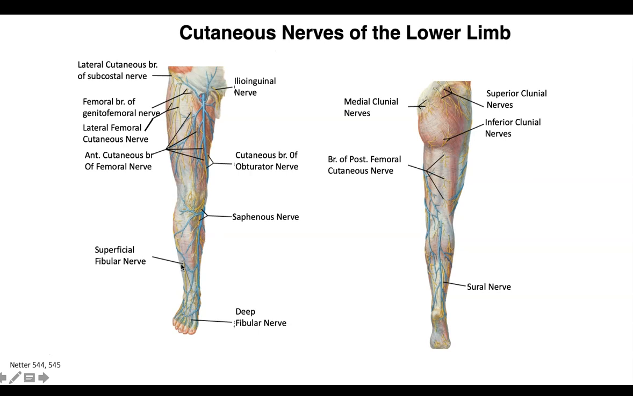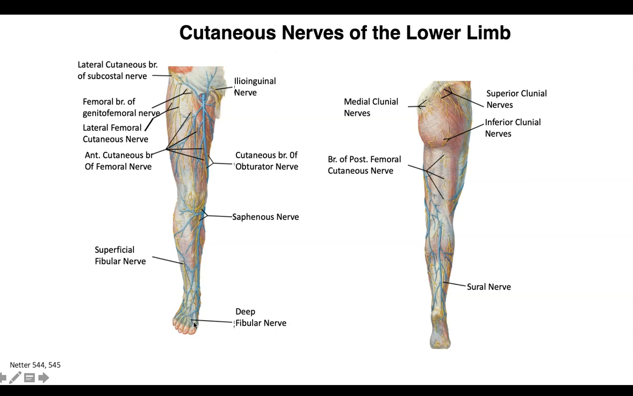On the anterolateral side of the distal part of the leg, there is another important cutaneous nerve, the superficial fibular nerve. The superficial fibular nerve is one of the branches of the common fibular nerve. It pierces the deep fascia on the distal part of the anterolateral side of the leg, and then it gives rise to the dorsal digital branches over the dorsum of the foot.